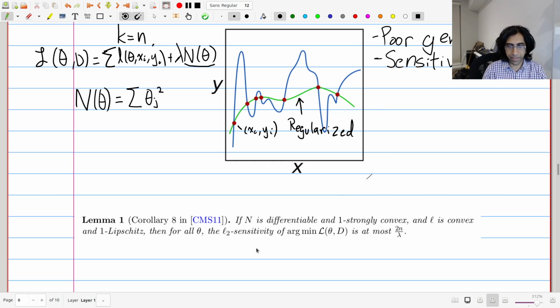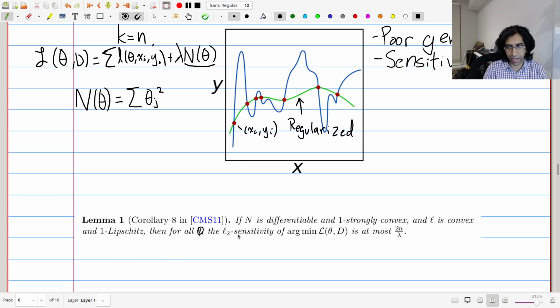If we have some technical conditions on N and l, that is, in particular, we want N, the regularizer, to be differentiable and also strongly convex, not just convex, but strongly convex. And we have that the loss function is convex and 1-Lipschitz. Then, well, these are really just technical conditions, but the key part is that for all parameter vectors theta, we have that the L2 sensitivity of the argmin... sorry, this shouldn't be for all theta, it should probably be for all D.